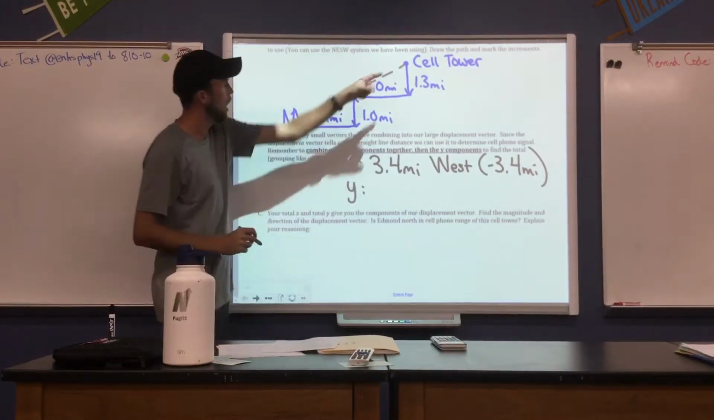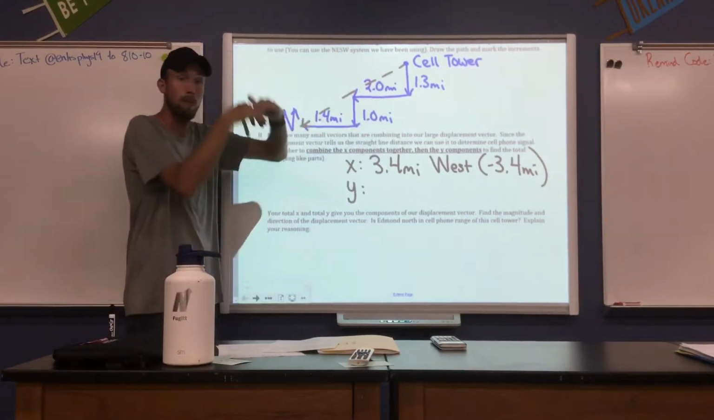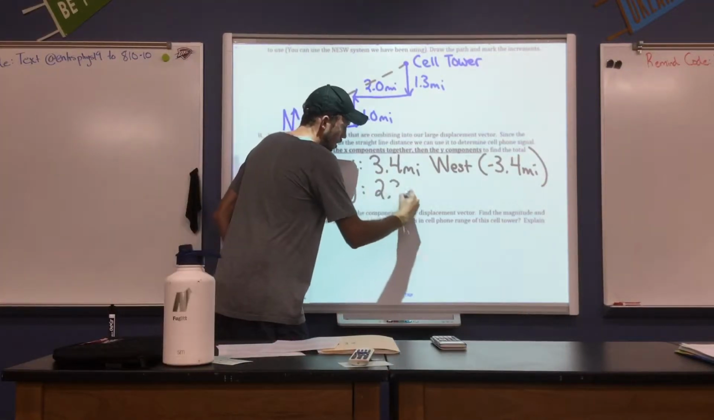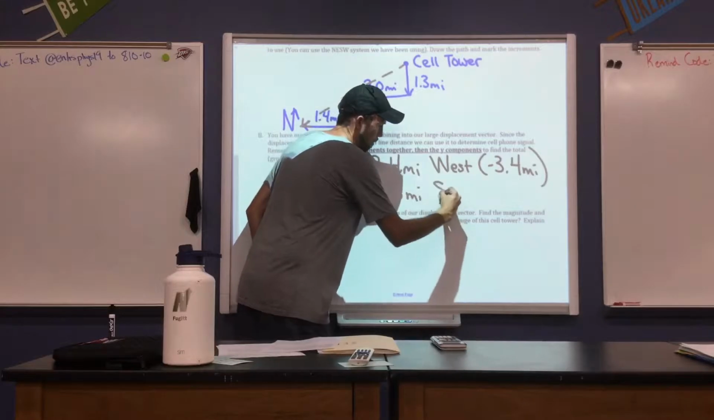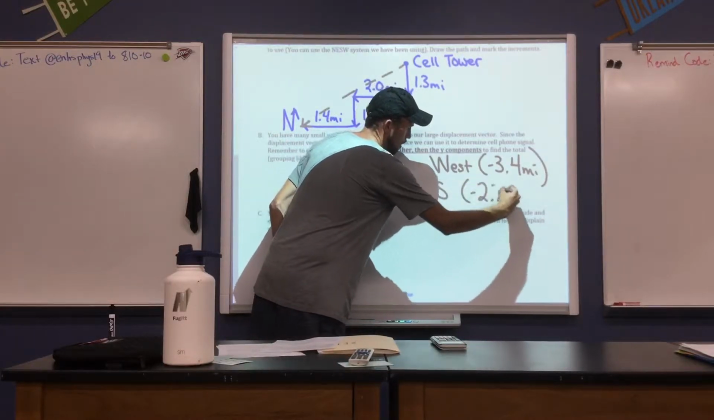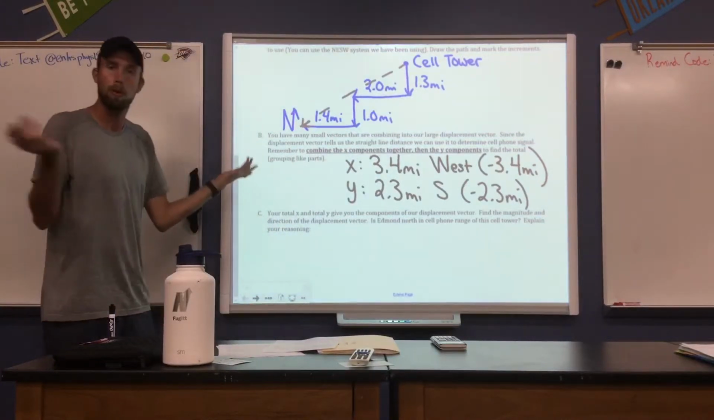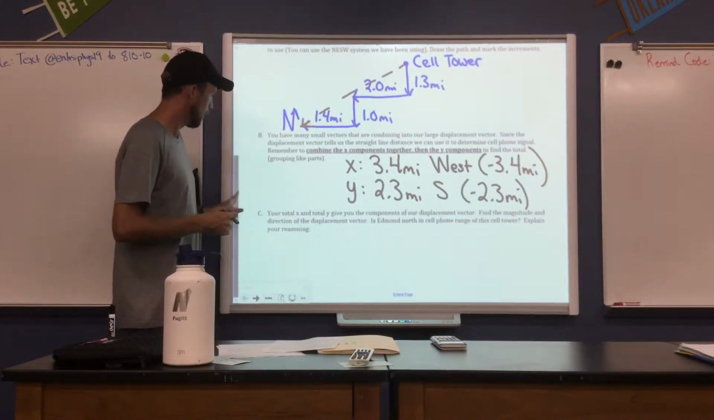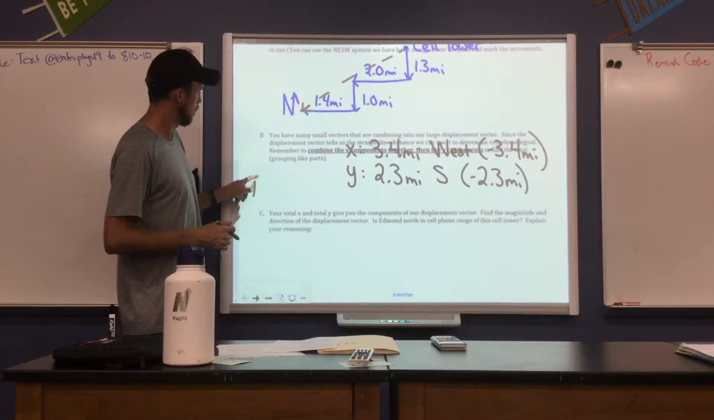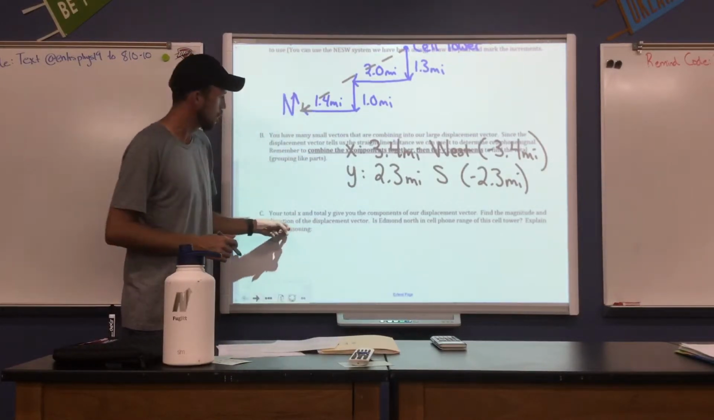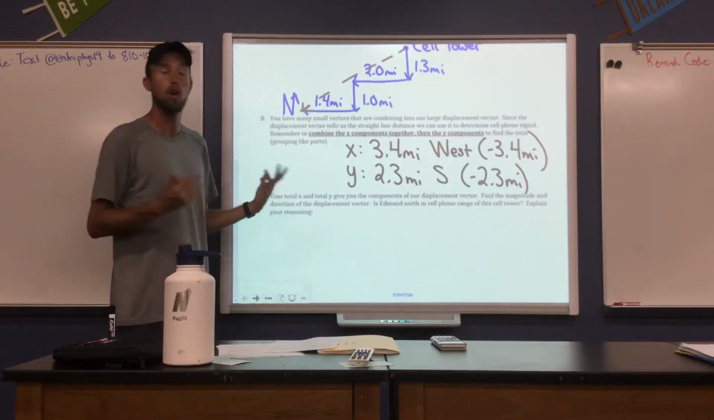In the y direction, 1.3 and 1 mile are both vertically downward, or south, so I can combine them. We'd be traveling 2.3 miles south, or if you want to represent this as negative 2.3 miles, we can do that as well. Either one is an appropriate way of representing it. Now, once we've done that, the next part of our problem asks us to use those to find our overall displacement vector.